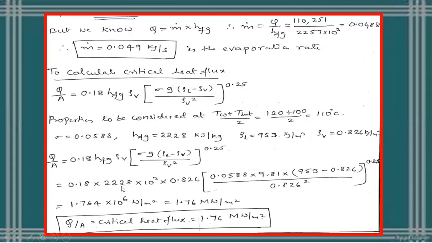0.018 HFG, the latent heat, rho V, the density of the vapor at 110 degrees centigrade. Then sigma, that is nothing but the surface tension, and g, rho L minus rho V, the density of the liquid and the density of the vapor at 110 degrees centigrade, divided by rho V square, this to the power 0.25. Then simplify and calculate the value, and you'll get the critical heat flux as 1.76 megawatt per meter square.